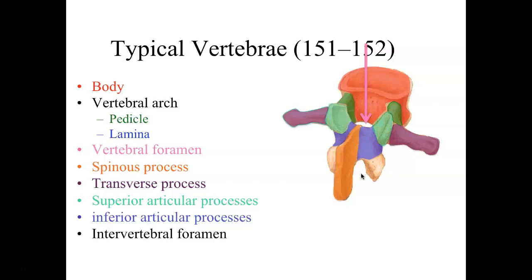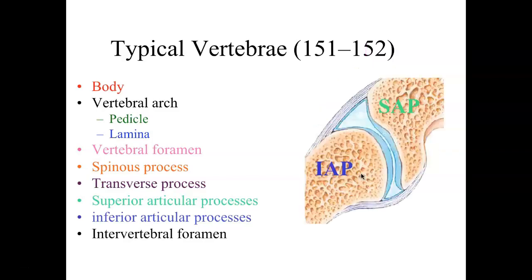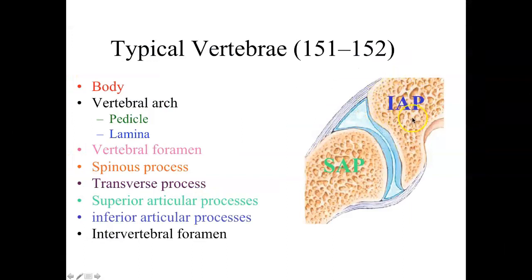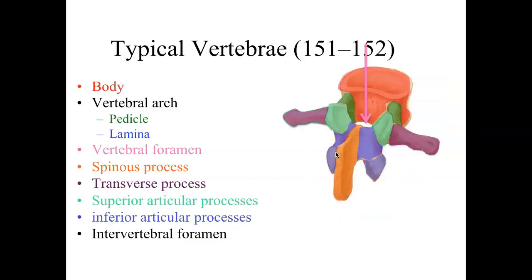A process that we find on the superior surface will be your superior articular processes, and then facing inferiorly would be your inferior articular processes. If I had an inferior articular process of L3, that is going to articulate with a superior articular process of L4.